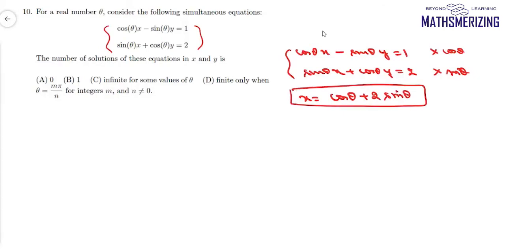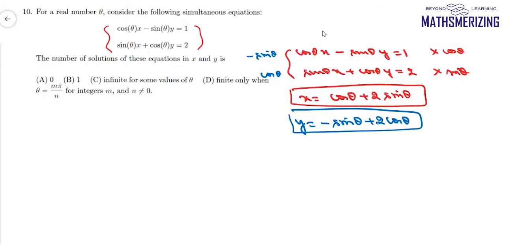Now we'll multiply the first equation with minus sin theta and the second equation with cos theta. Then minus sin theta cos theta, I'll cancel. And here I'll get sin square theta plus cos square theta, which is 1. So then I'll get y as minus sin theta plus 2 cos theta. So the solution for this system of equations will be this x and y.